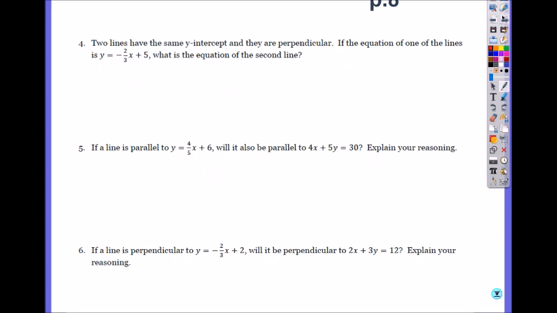Two lines have the same y-intercept. They are perpendicular. If the equation of the line is given, what is the equation of the second line? It says same y-intercept. What was the y-intercept of the first line? 5, so B is 5. You're halfway done. Now slope must be what?